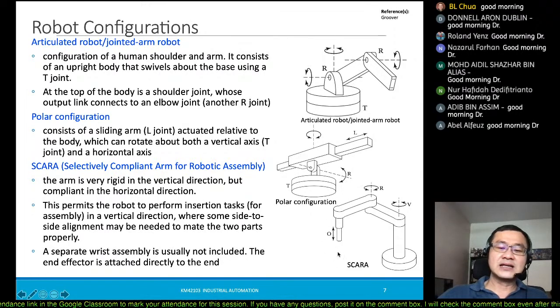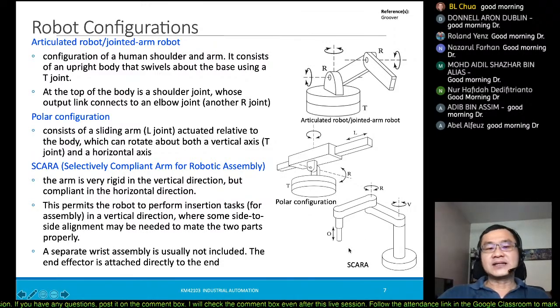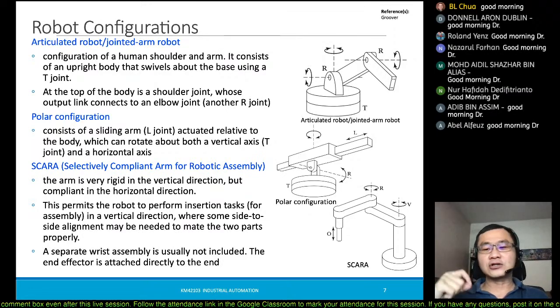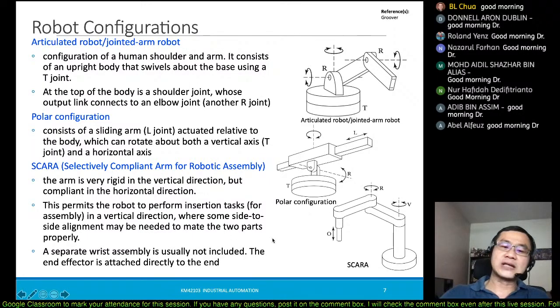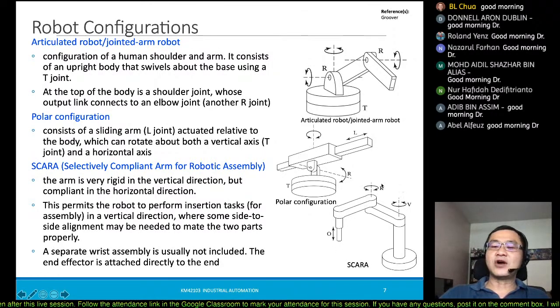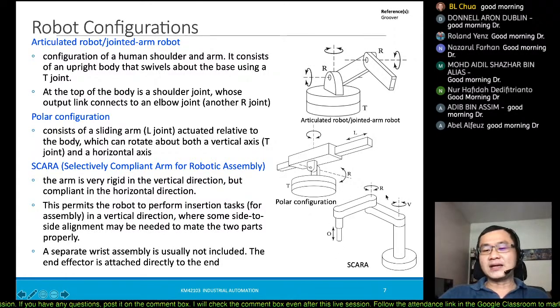So they have a certain kind of compliance to perform tasks which involve insertions, putting electronic components, putting a drill, and other things. This provides very strong support when you push it down, instead of depending on the motor to provide the holding torque. So this configuration has the advantage that it is rigid in the vertical direction, but provides so-called compliance flexibility to move in the horizontal directions.